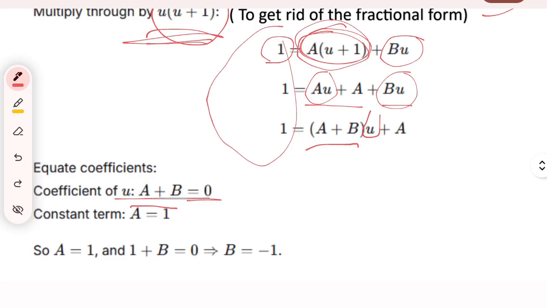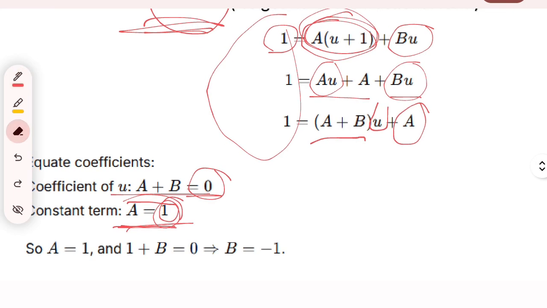What about the constant? Here, the coefficient of the constant is a, and it is equated to 1. Where did I get 1? It's actually on the other side. The other side has a constant of 1, so you equate it to 1. Remember, this is 0 because there is no u on the other side. This is 1 because on the other side, there is 1 which is equivalent to the constant. So a is equal to 1. With that, we already have solved for a. A is equal to 1.